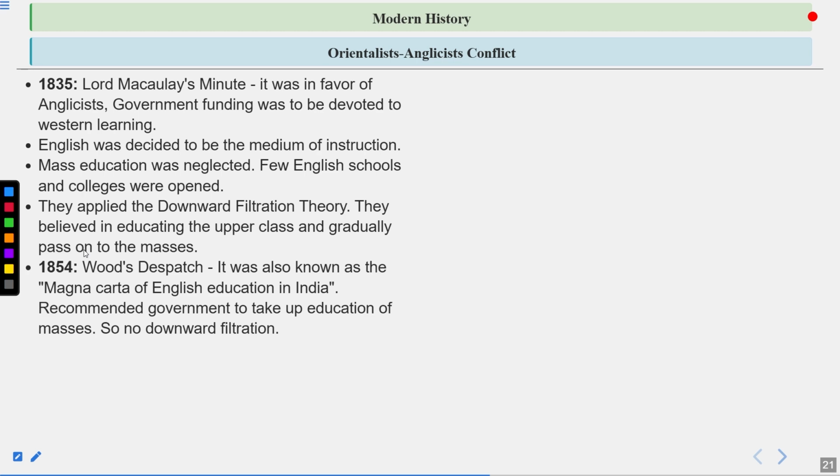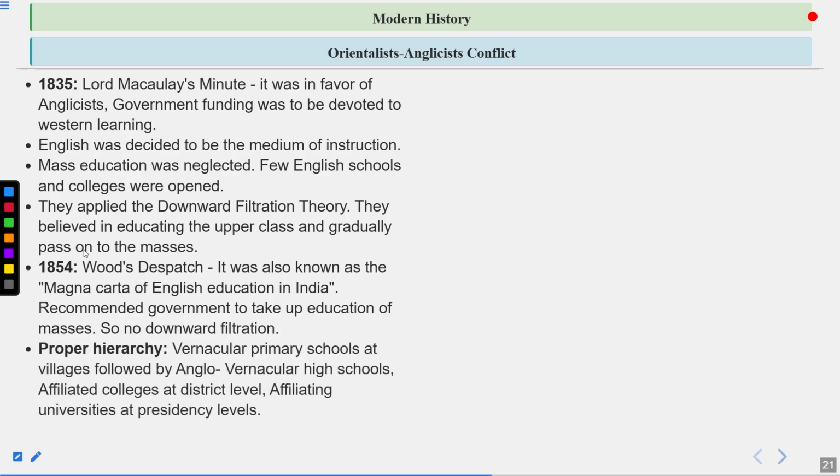1854, Wood's Dispatch. This is really important, and do remember it is known as the Magna Carta of English education in India. As I was saying, it recommended government to take up education of masses, so no downward filtration. So now is the time that we should introduce universities and other things so that the masses can be educated in this country.